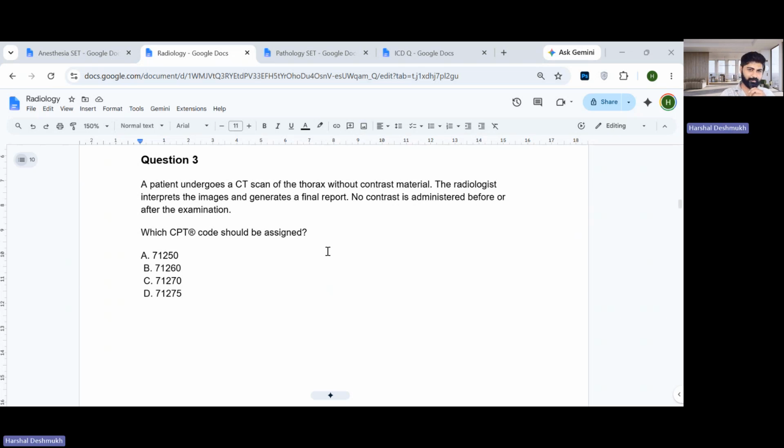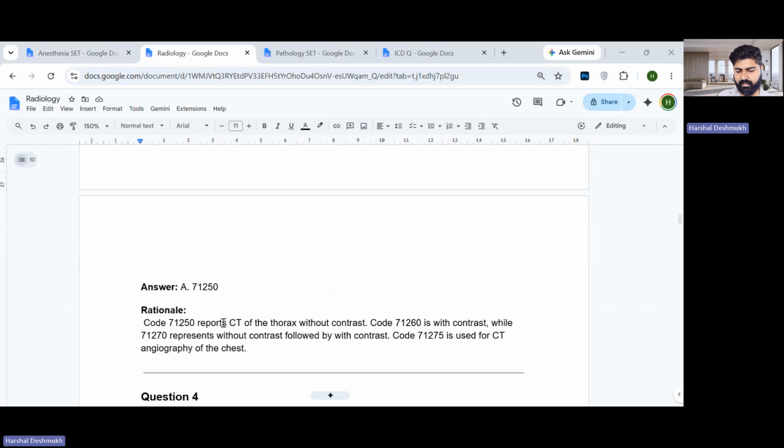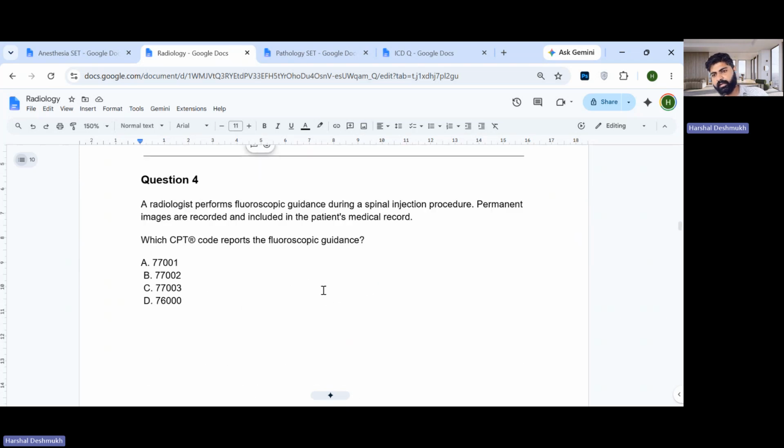The right answer to this question is option A, 71250, as it describes CT of the thorax without contrast, which is exactly what we are looking for and mentioned the same in the question as well. Moving on to the next one.